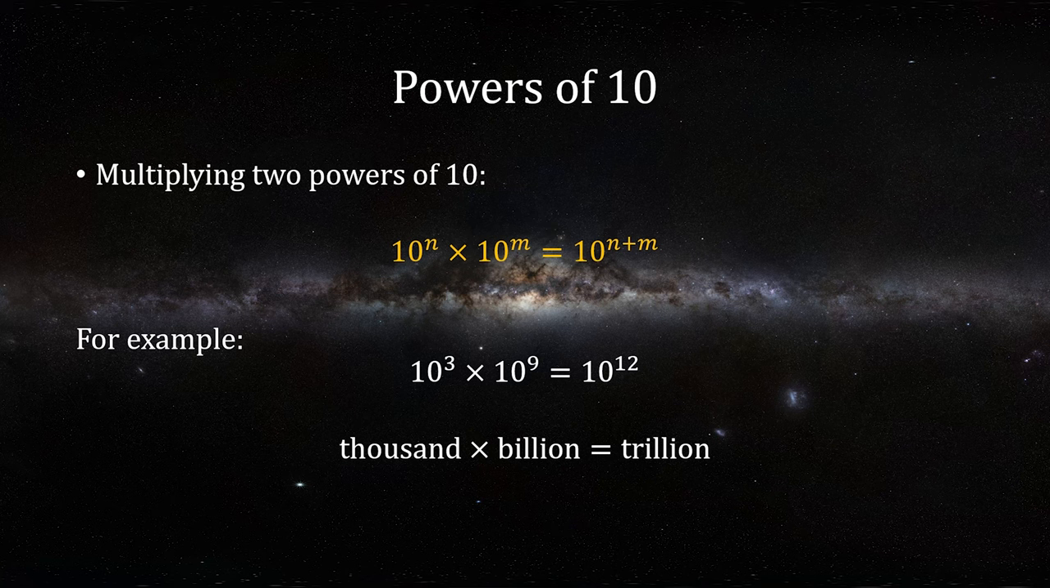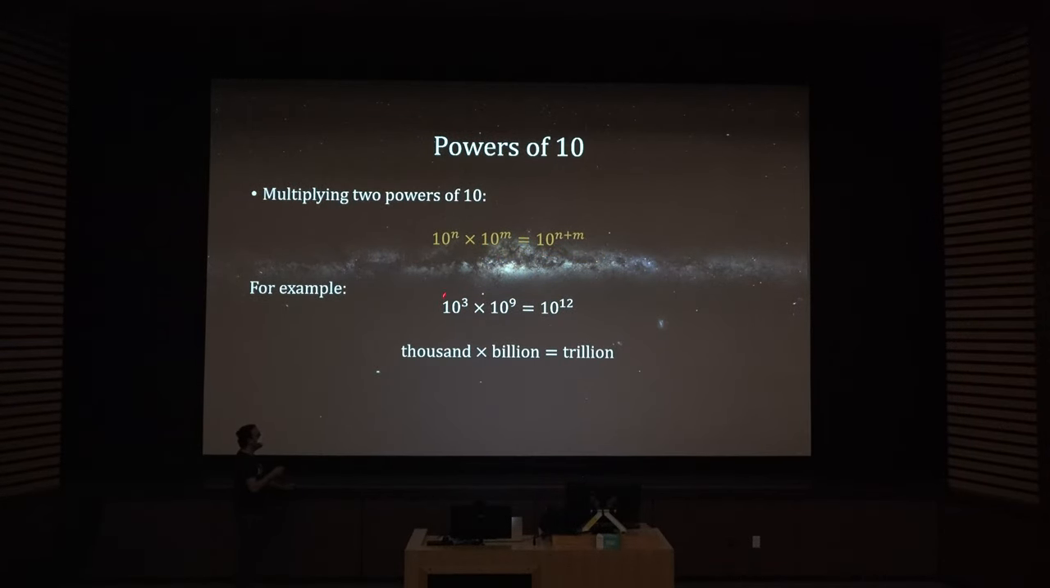Now, if you multiply 2 powers of 10, let's say you have 10 to the n, and you multiply that by 10 to the m, the result is 10 to the sum of n plus m. For example, 10 to the 3 times 10 to the 9, 3 plus 9 is 12, so the answer is 10 to the 12. Now, if you translate it to words, then 10 to the 3 is 1,000, 10 to the 9 is a billion, and 10 to the 12 is a trillion. And indeed, 1,000 times a billion is equal to a trillion.